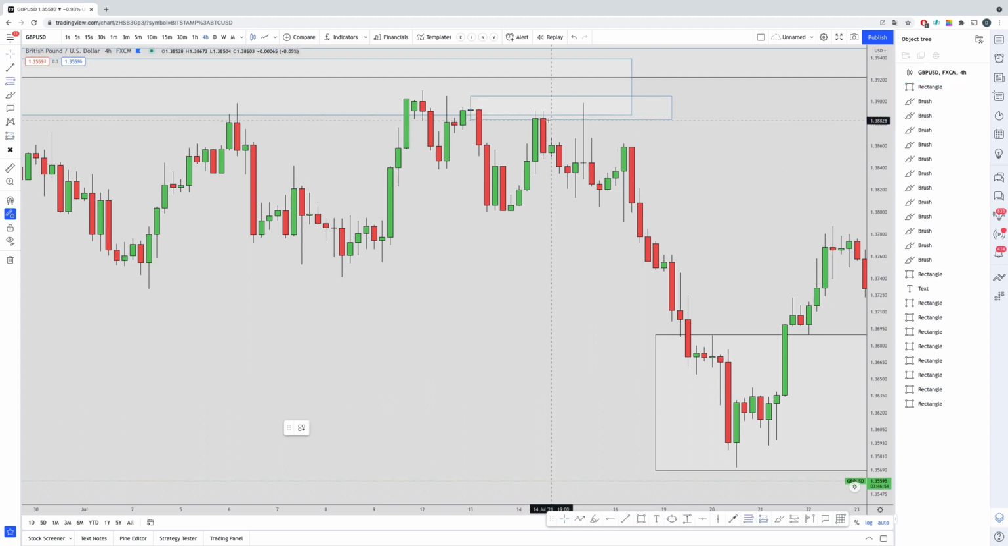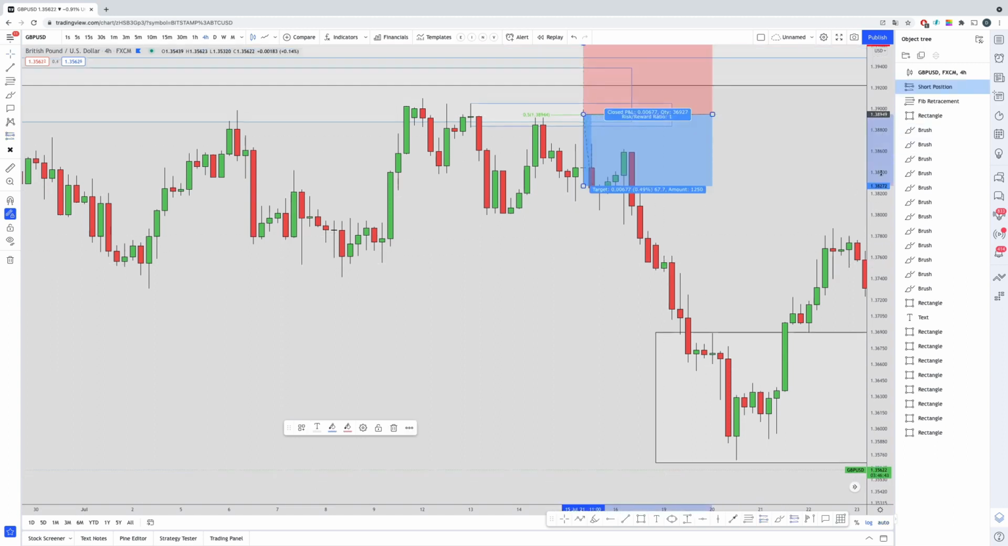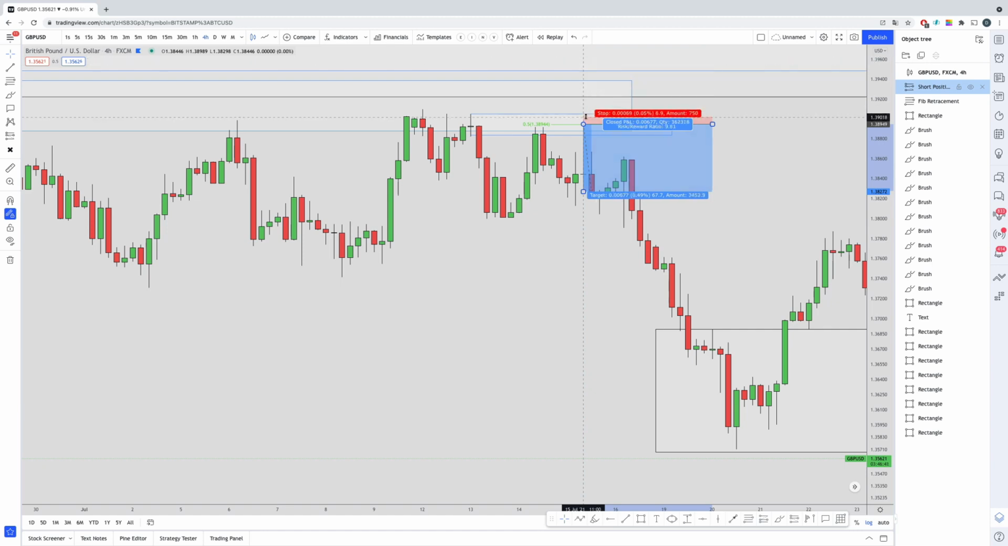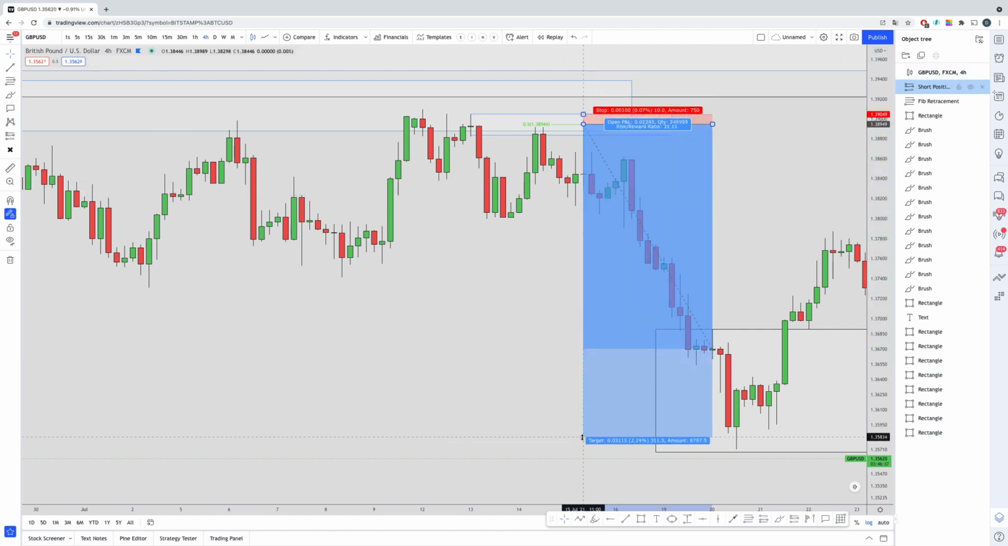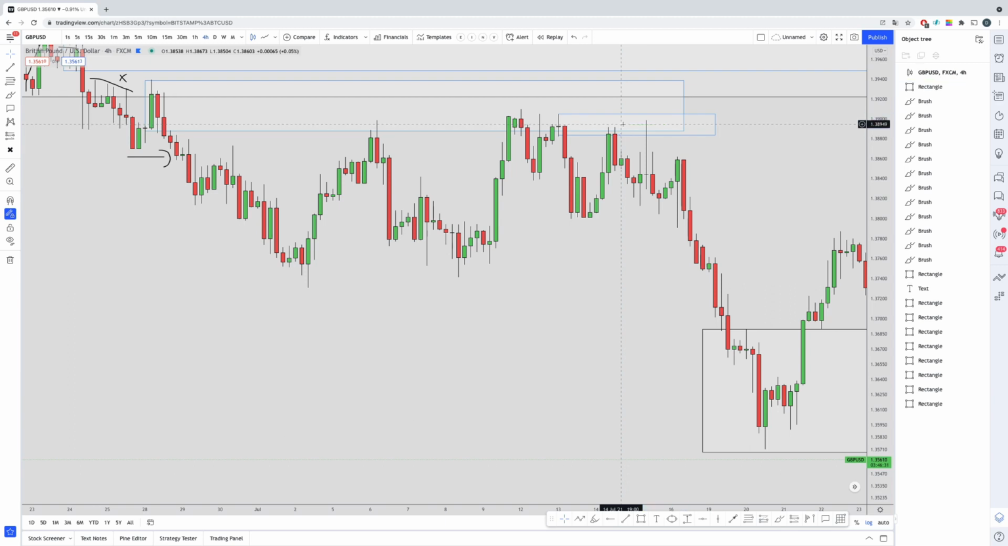So mapping out this one, taking 50% of this range, putting your entry here, stop loss above, and then capitalizing. Huge profit. 3:1 risk reward, for example, would have been possible. That's just the theory right now behind it.